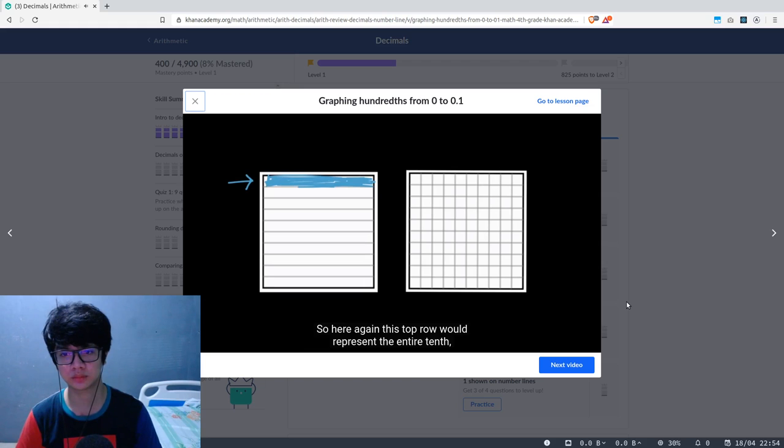So if we split that tenth into 10 equal pieces, we're going to have something like this. So here again, this top row would represent the entire tenth from the whole number line, but each little piece would be 1/10 of that whole tenth. So this is what each little piece on the number line represents, or we could say that's 1/100.